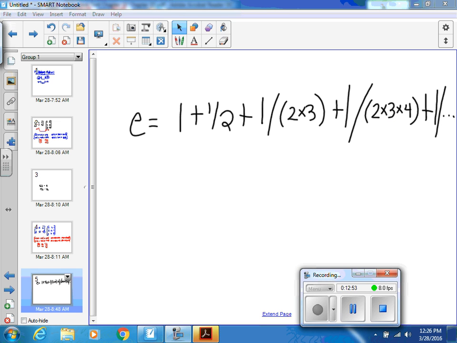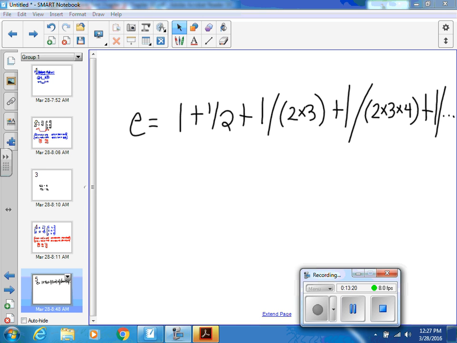E equals 1 plus 1 over 2 plus 1 over 2 times 3 plus 1 over 2 times 3 times 4 plus 1 over 2 times 3 times 4 times 5, and so on, and so on. How far is that going? Forever. It's like pi. It never ends. It never repeats. It's an irrational number. So we just call it E for short.